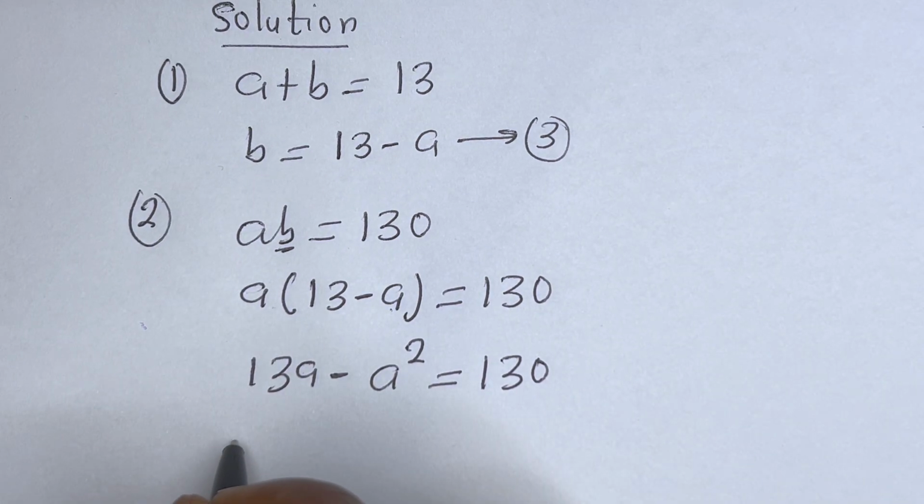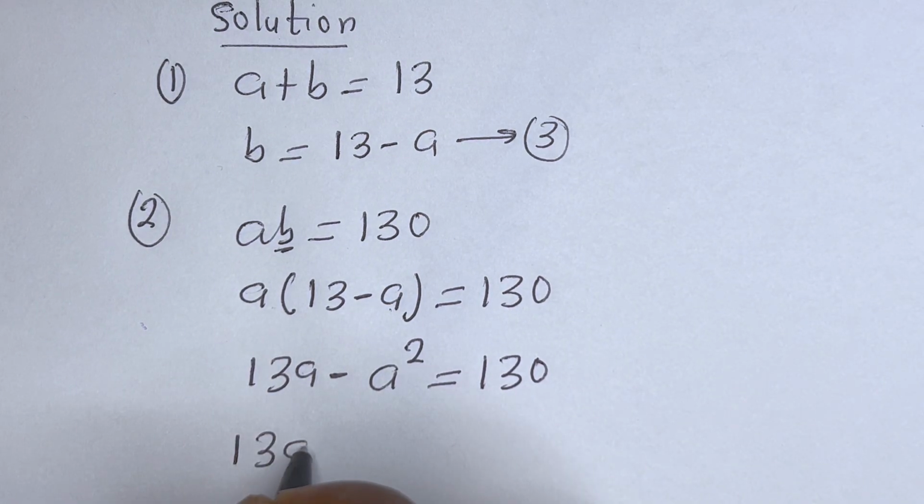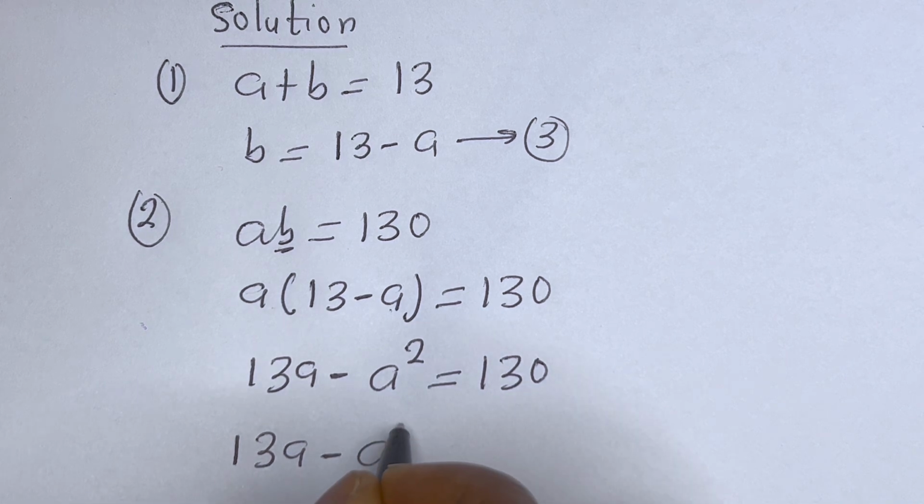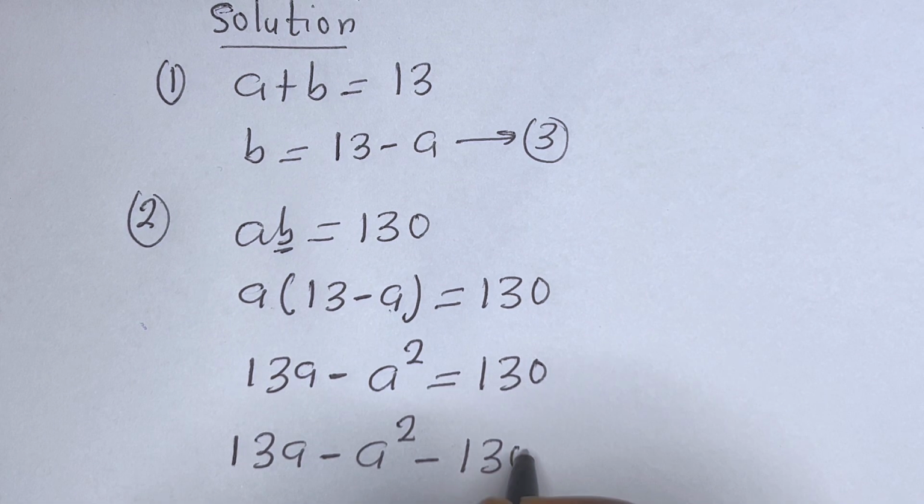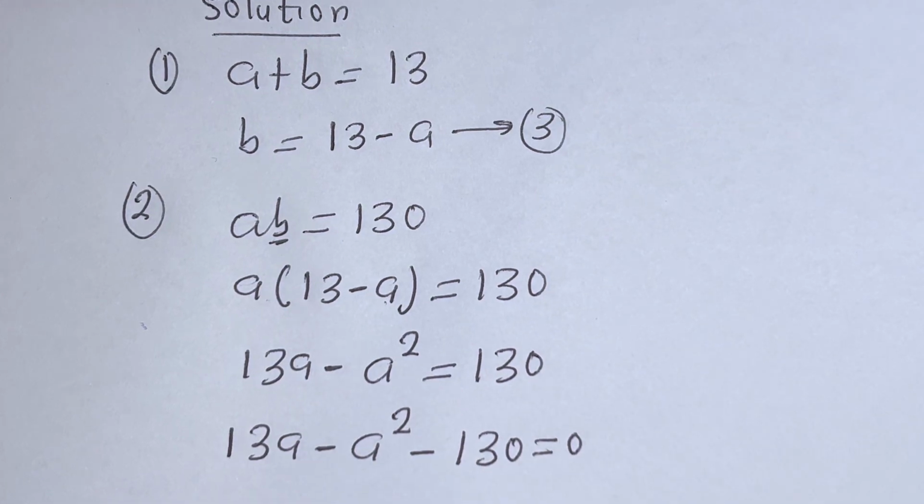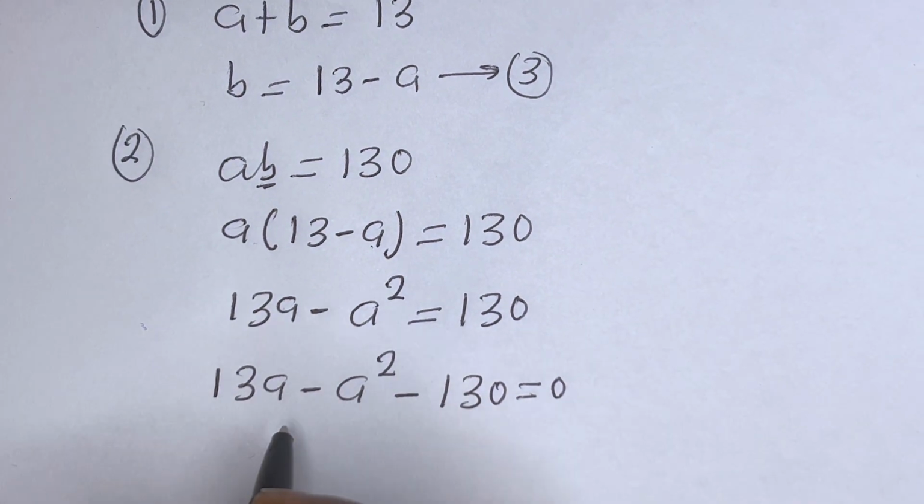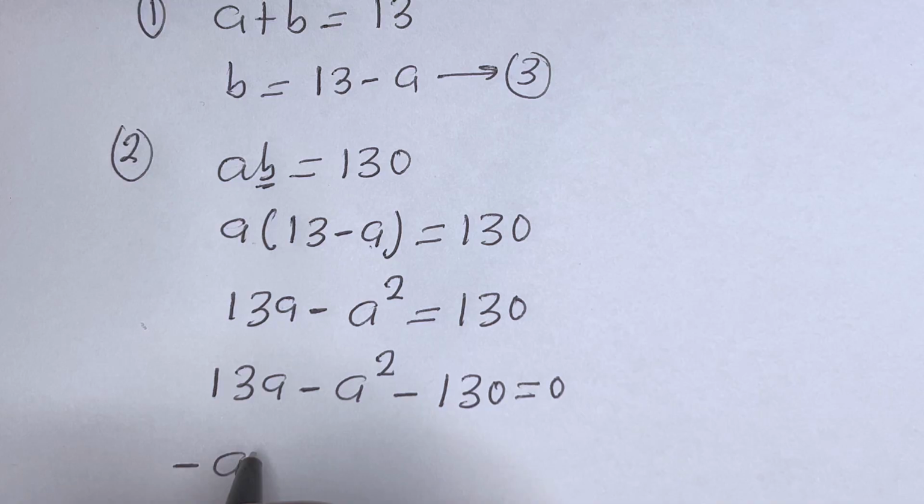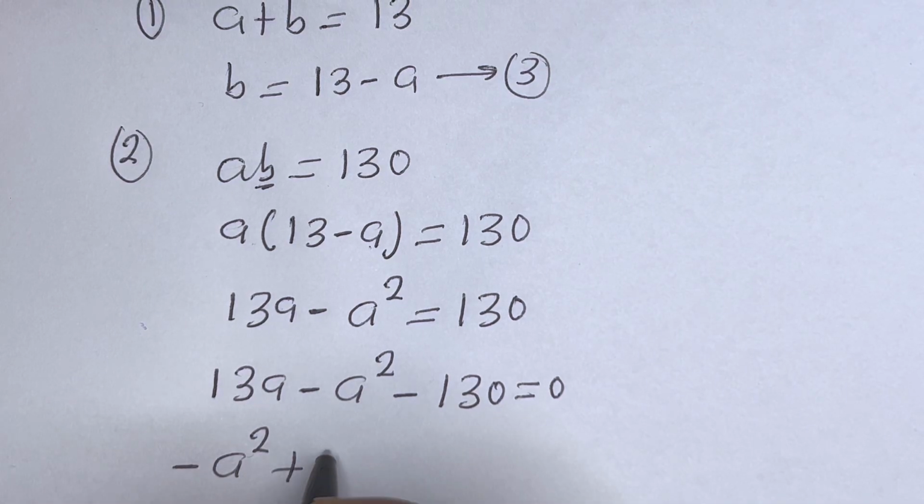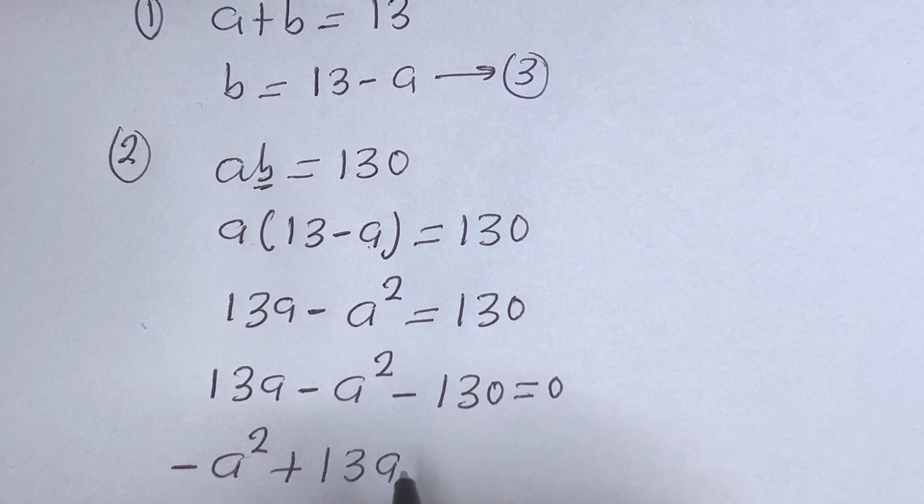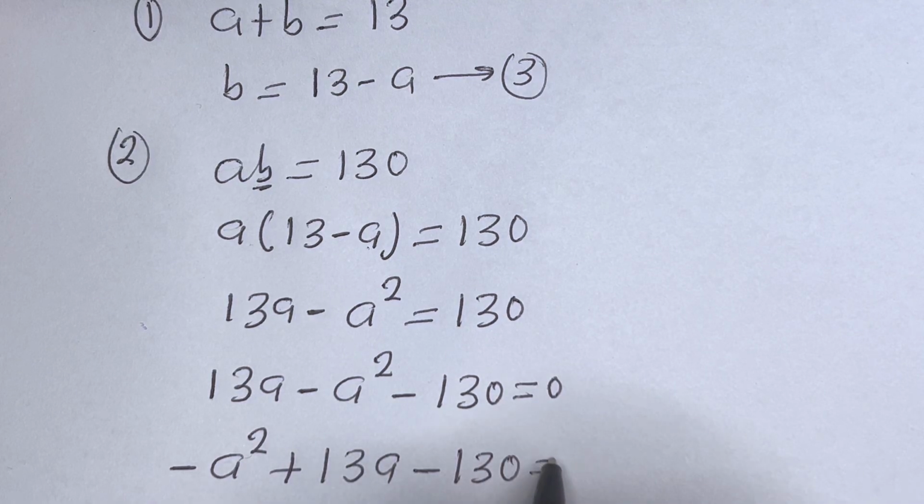Then here we have 13A minus A squared minus 130 is equal to 0. This can be written as minus A squared plus 13A minus 130 is equal to 0.